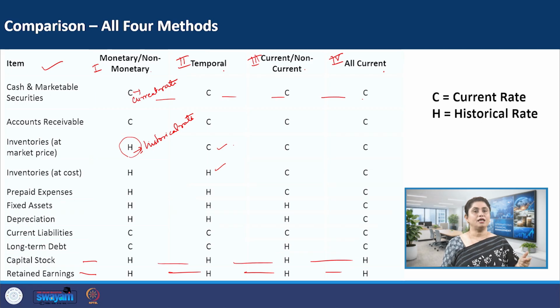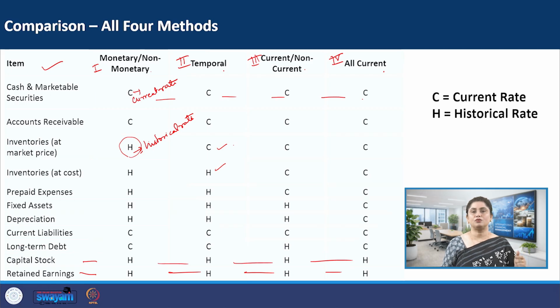Inventory is the most interesting item. Under the monetary and non-monetary method, it always uses historical rate, while under the temporal method, it depends on the measurement basis, whether it is measured at cost. If it is measured at cost, then the historical rate will be applied, and if it is valued at market price, then the current rate will be applied. Under the current non-current method and the all current method, it always uses the current rate.